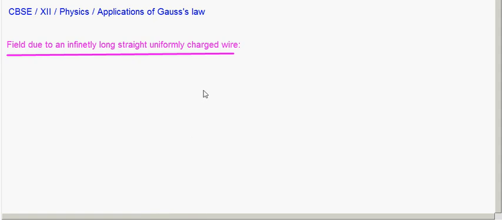In today's class, we will see some applications of Gauss law. We can use Gauss law to find out the electric field. So today we will see the field due to an infinitely long straight uniformly charged wire. This is basically a derivation. So in the exam they'll ask questions like this. So I'll give you the question and then we will see how we can solve that.